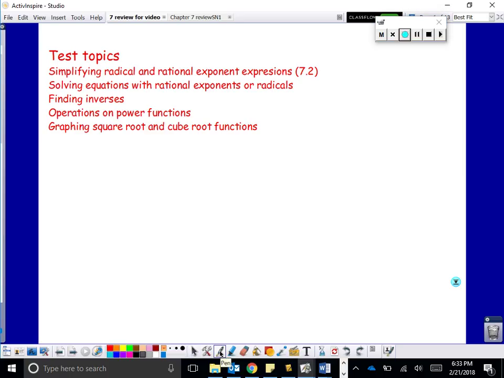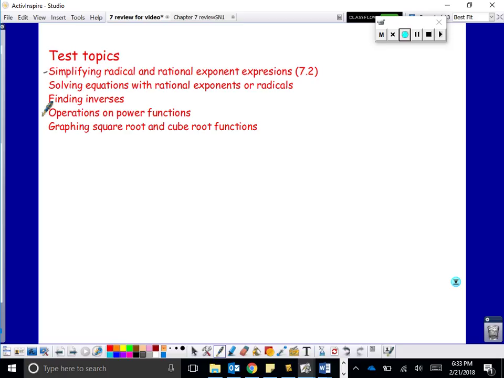So, Chapter 7, test topics. Here's what you got. You need to simplify radicals and rational exponents. That was section 7.2, the stuff we did very early on. That's a big part of your test. There were a lot of properties that we used, so make sure that you are comfortable with those.